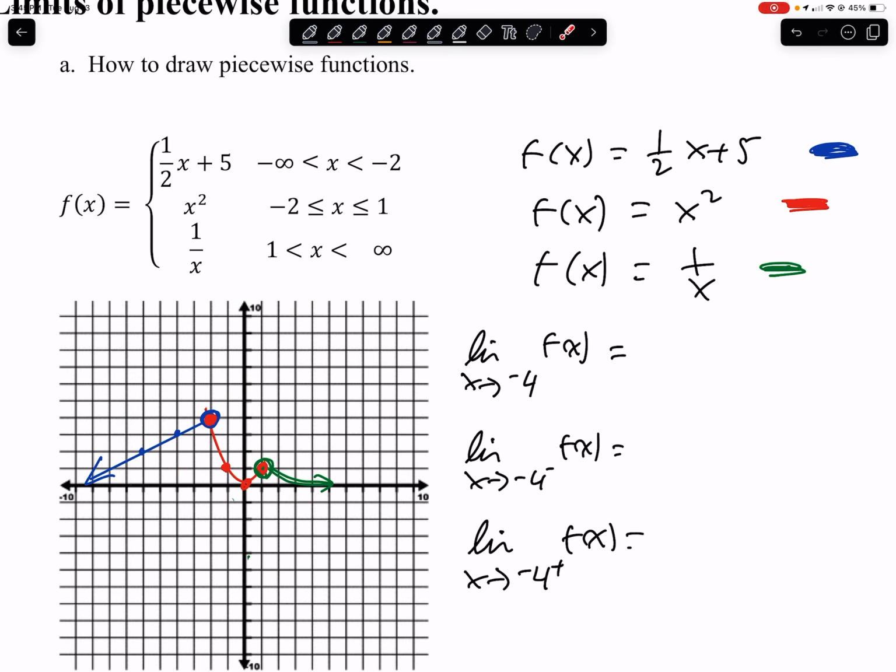Well, I want to approach -4 from the left. Do I want -4? I think I messed up. I want -2 there. Sorry, Charlie. I'm making this video longer than necessary. This should be a 2, not a 4. Too lazy to edit this.